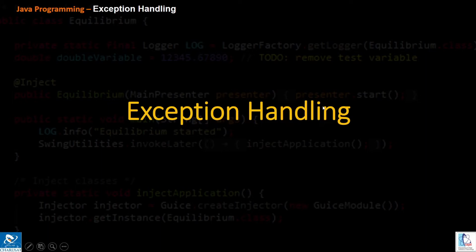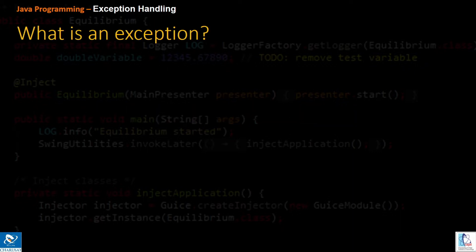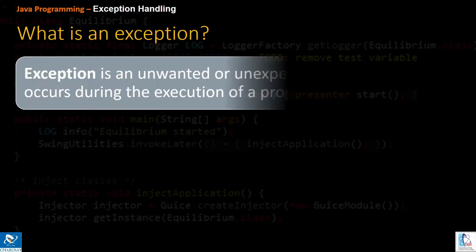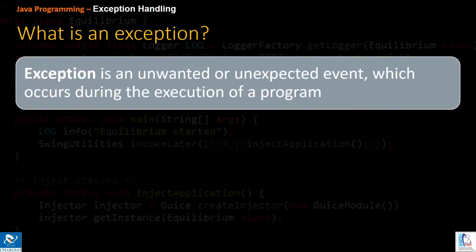In this video, we are going to see about exception handling. Okay, so we'll be starting with what is an exception first, right? So let's try to understand what the exception is. Basically, an exception is an unwanted or unexpected event which occurs during the execution of the program.